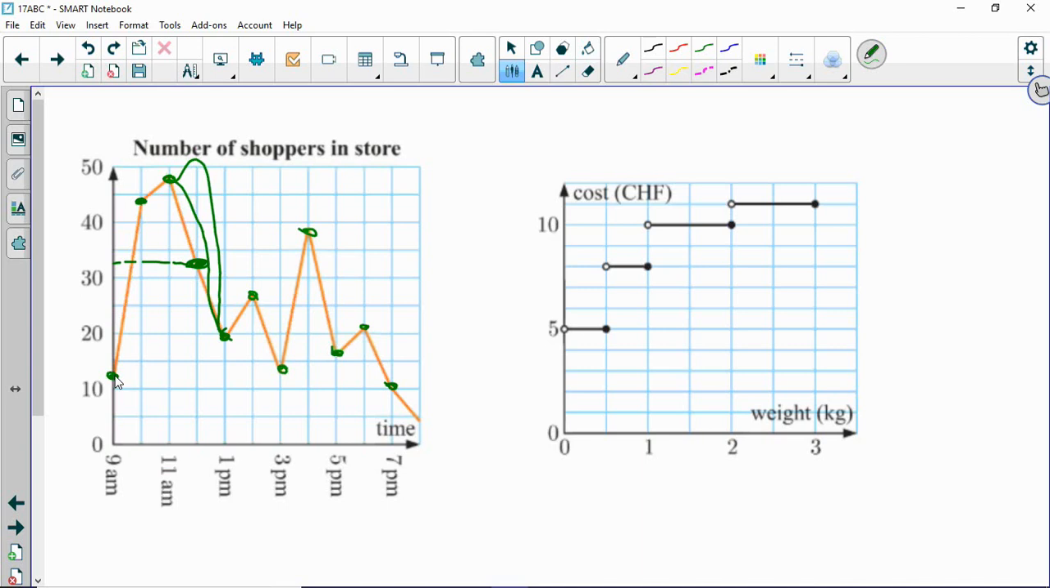This is the cost in, by the way, if you don't know that currency, that's just Swiss francs. It's not important. So we have the cost of some items, I don't even know what it is, compared to their weight.